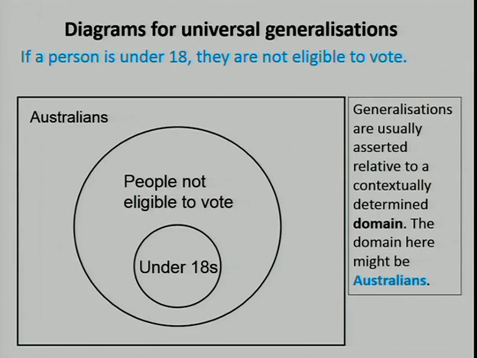Sometimes the domain isn't explicit, right? In this kind of statement, if a person is under 18, they're not eligible to vote. That probably isn't a claim about all people in the whole world, all people that have ever existed in past, present, and future times, all people in the universe. It's probably a more restricted claim, so that's important to think about.